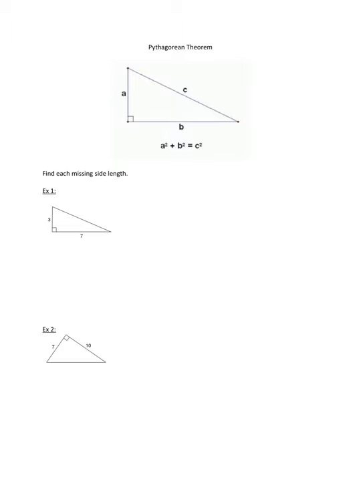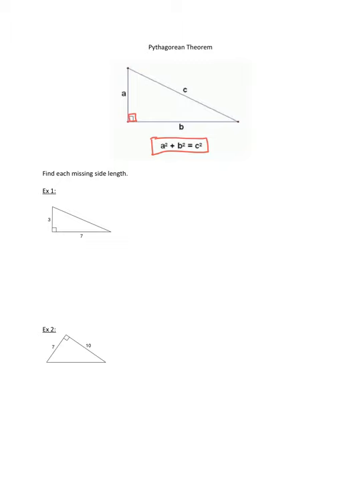Pythagorean theorem is a formula that you use on right triangles, only on triangles that contain a right angle, like this one. And in order to apply it, the formula is a squared plus b squared equals c squared. You might have seen it or heard of it. You have to first know what the a and the b and the c represent.